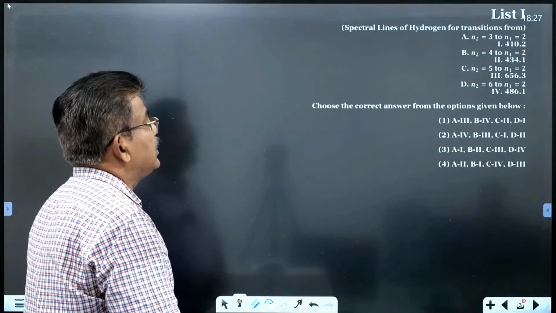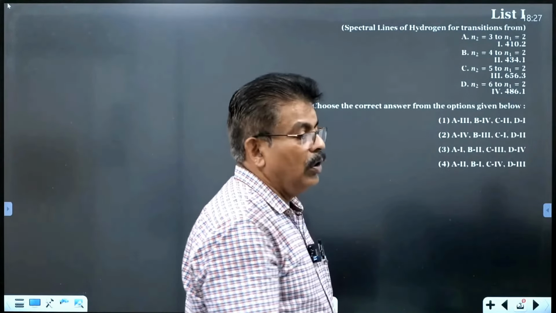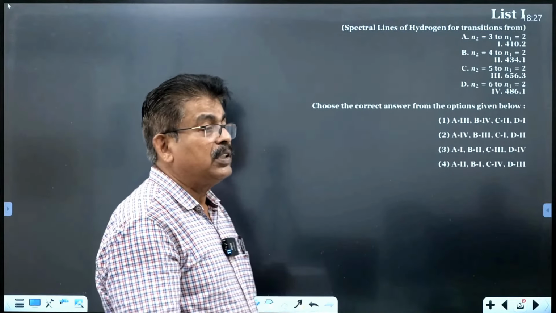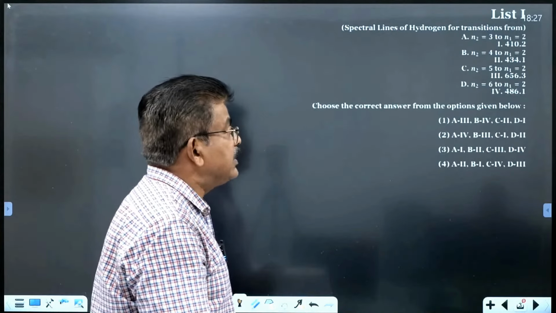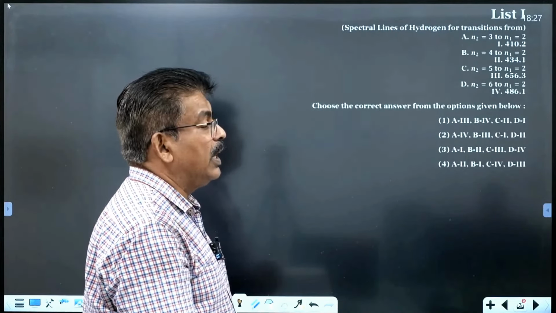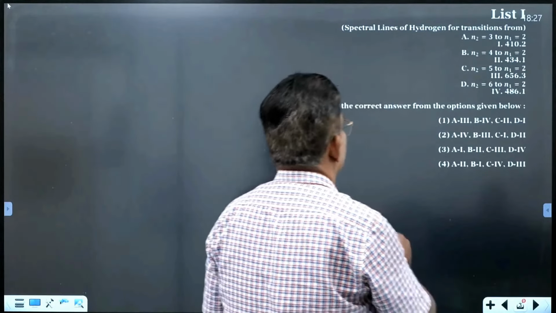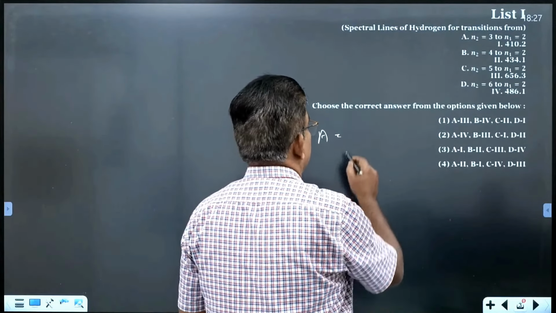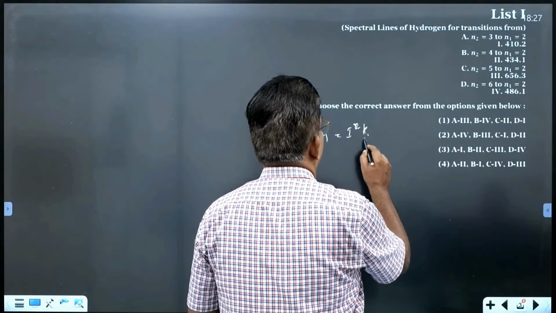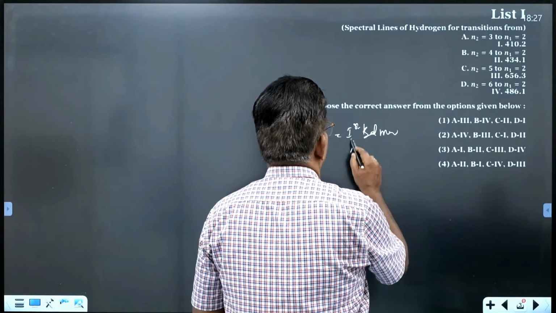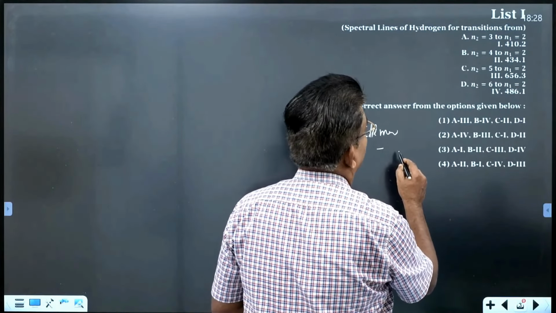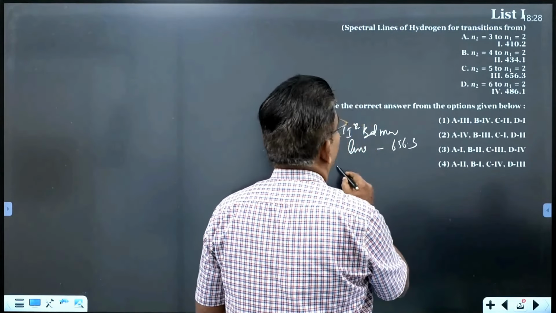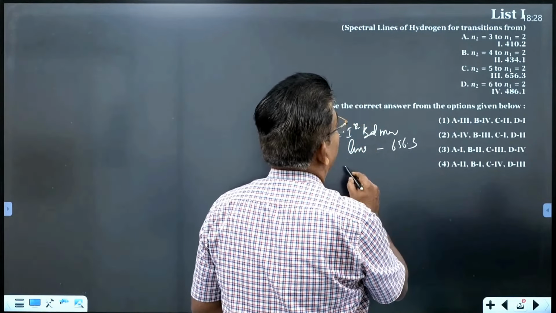Now, these are the transitions given. N2 equal to 3 to N1 equal to 2, that is the first Balmer line, least energetic, largest wavelength. So A is the transition of the first Balmer line, H alpha line. In the first Balmer line, the wavelength is maximum, so that comes to be 656.3 nanometer. So A matching with 3.